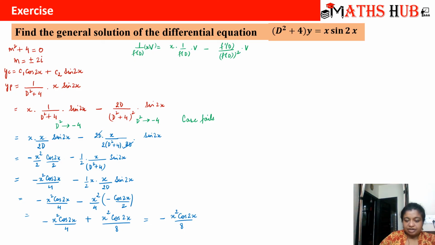And then what is my general solution? The general solution y comes out to be c1 cos 2x plus c2 sin 2x minus x square by 8 into cos 2x. So I hope this method is clear.